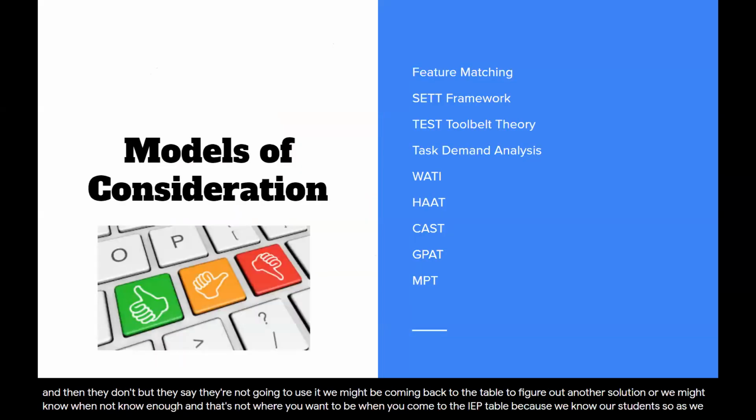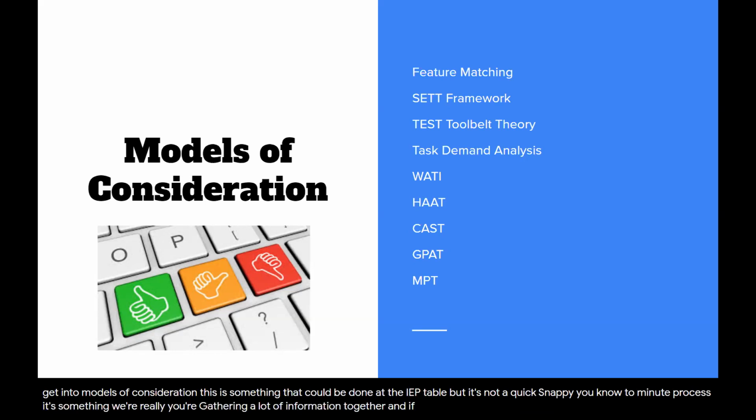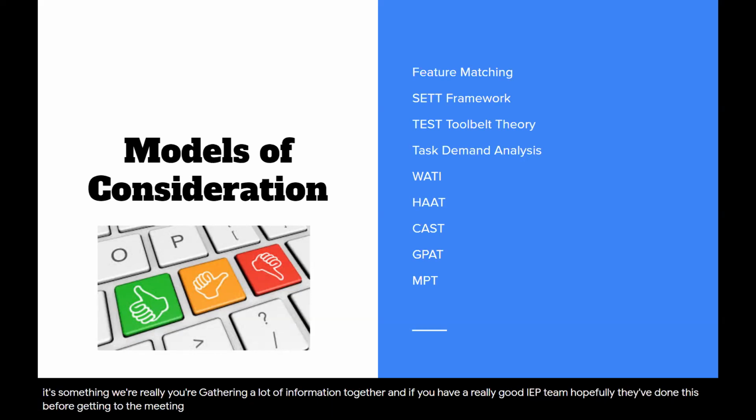So as we get into models of consideration, this is something that could be done at the IEP table, but it's not a quick, snappy 2-minute process. It's something where really you're gathering a lot of information together. And if you have a really good IEP team, hopefully they've done this before getting to the meeting. If you're at the table, you could probably do it.